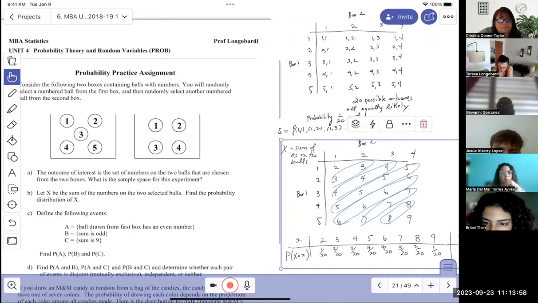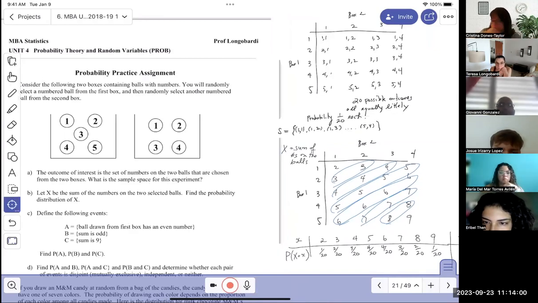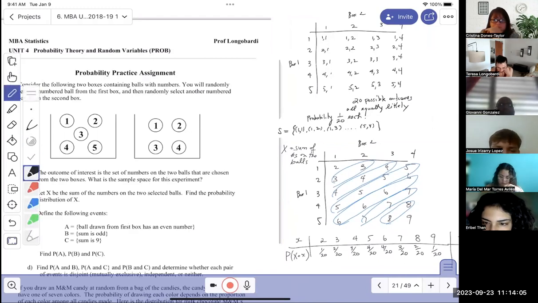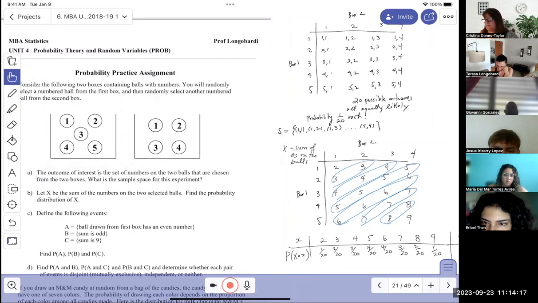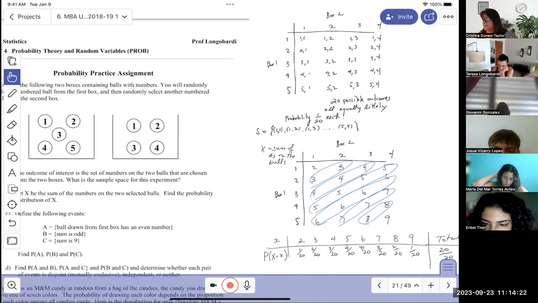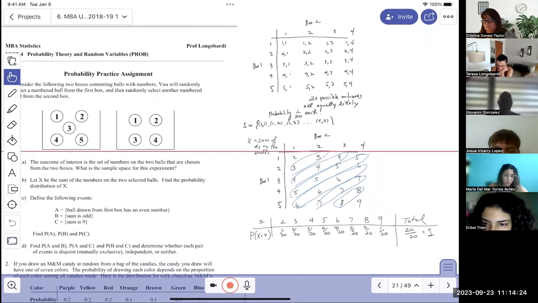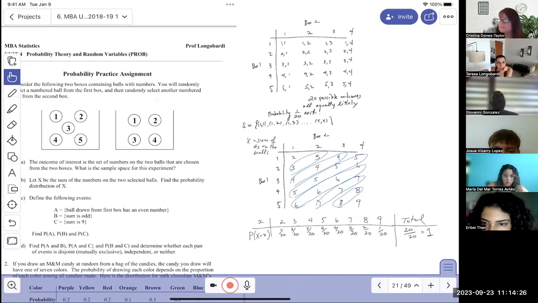Hope you can still see all that. Okay. Are we ready for C?